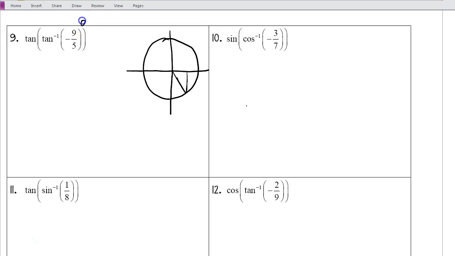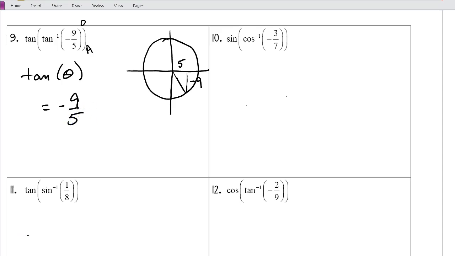I know that this is opposite over adjacent, so the opposite side is going to be -9. The adjacent side is 5. I know that the 9 is negative because I'm in the fourth quadrant. And in the fourth quadrant, the x is positive and the y is negative. And again, this is going to be the tangent of some angle theta, which we don't really care about at this point. And it's just going to be -9/5.